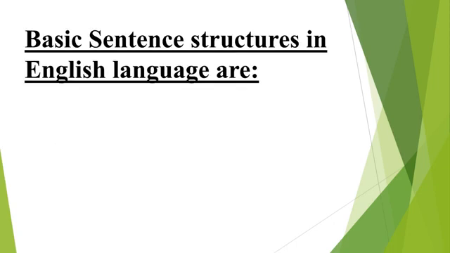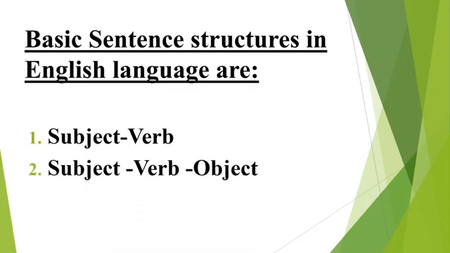Let's learn about basic sentence structures in English language. There are two basic sentence structures. Number 1, subject and verb. Number 2, subject, verb, and object.